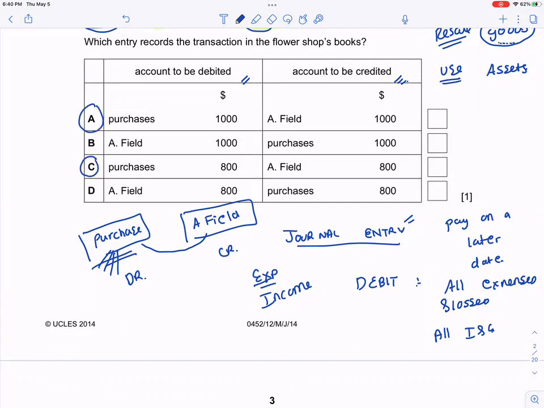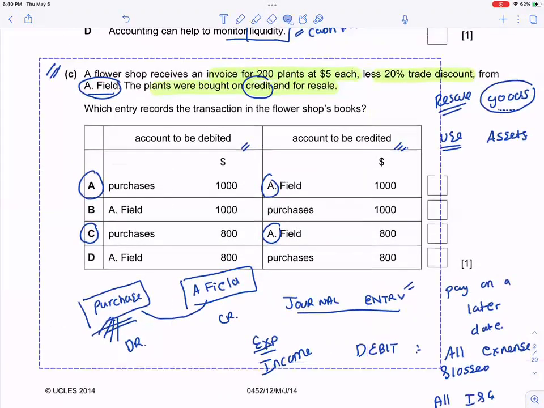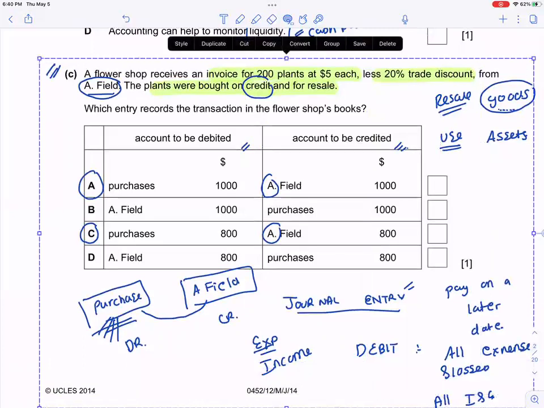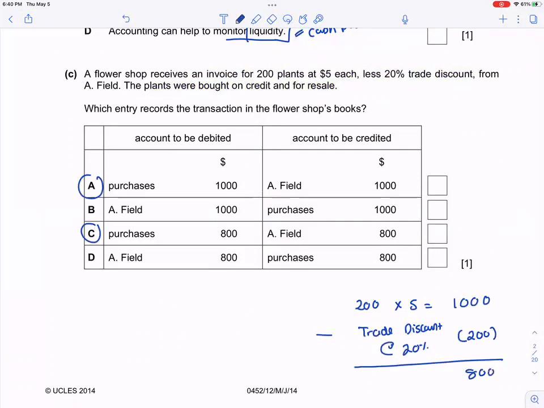A and C. And in both the options, A field is credited. Now I have to decide the amount, whether it would be option A or option C. Option C. Why? 20% trade discount. So 200 plants into 5 is 1000, and 20% of 1000 is 200, so it will be 800, minus the trade discount. Please write simultaneously with me. So the entry will be recorded at 800.